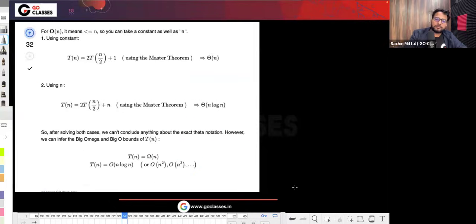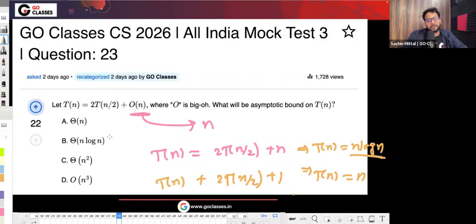Now, actually, many of the students have marked only this. Okay, they just, in a hurry, mark n log n, but it is theta of n log n, and theta is not even possible here. So any of this is not correct. Okay.